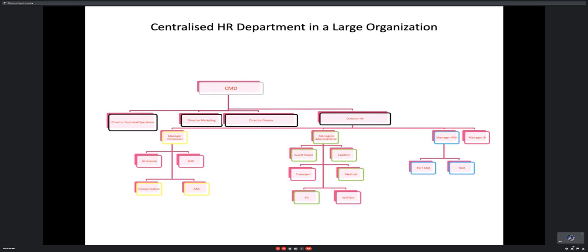We have got settlement machinery to follow. So we have got conciliation machinery that will be there. We will be having arbitration machinery, which will be there. We will be having adjudication machinery that will be there. Adjudication machinery will be a three-tier machinery comprising of labor court.